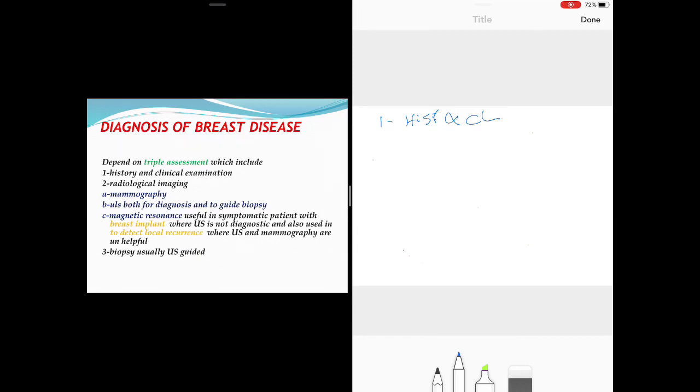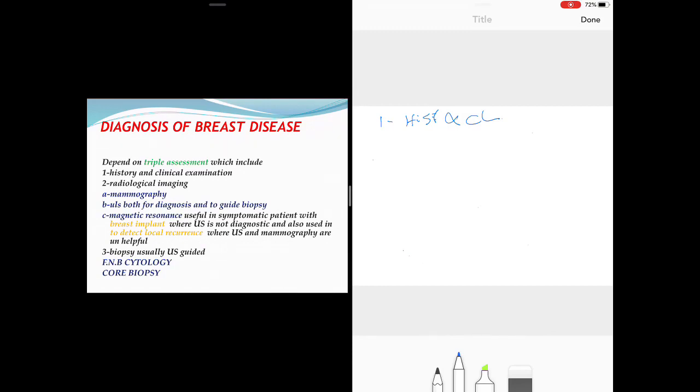And finally, third, biopsy. Usually ultrasound guided. FNAC is very important, and the core biopsy. What are the differences between FNA and the core biopsy?